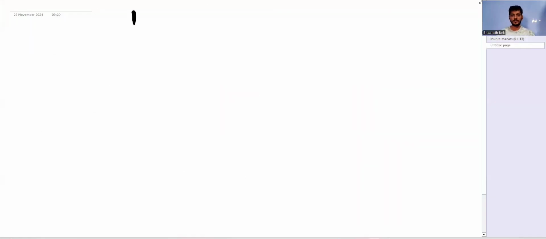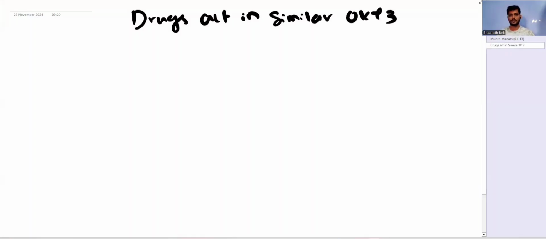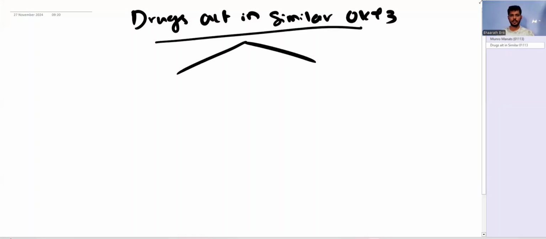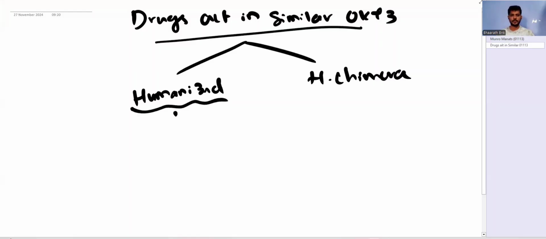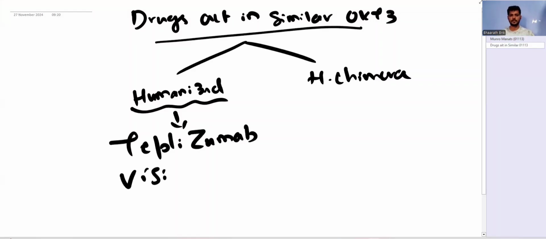Now there are certain drugs which act in a similar fashion to OKT3. These drugs can be humanized or they can be humanized chimera. So humanized drugs are teplizumab, since zumab is humanized, and visilizumab. So these are the drugs which have similar action to that of OKT3 or muromonab.